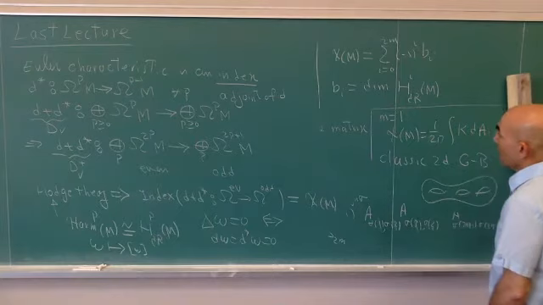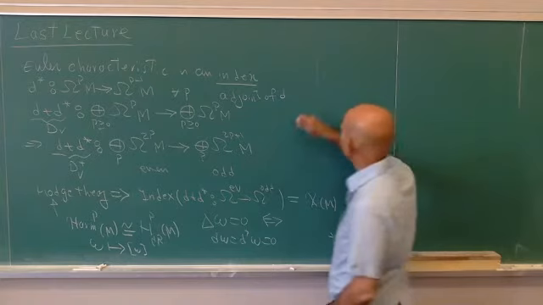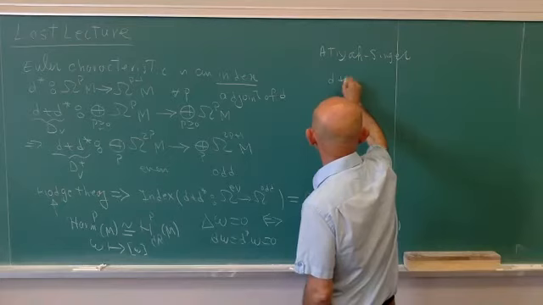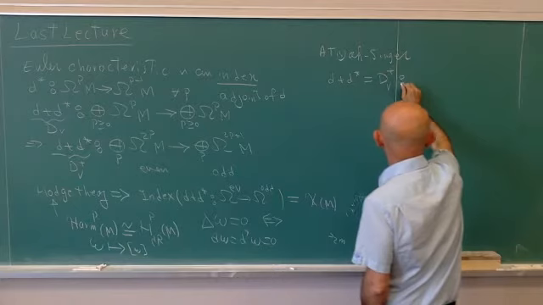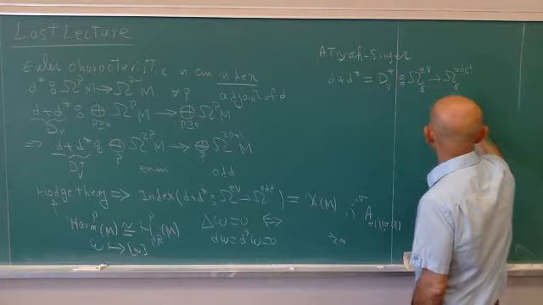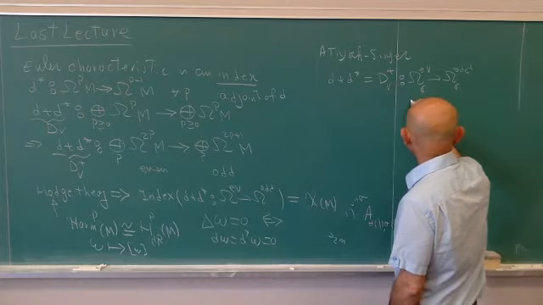What Atiyah and Singer showed in their first paper, and must have realized immediately, is that this operator d plus d star is really D_V plus, from Omega even to Omega odd. I mean, we have to complexify maybe, and it doesn't matter. If you complexify, it doesn't change the index. And so this one, you see, is S tensor.